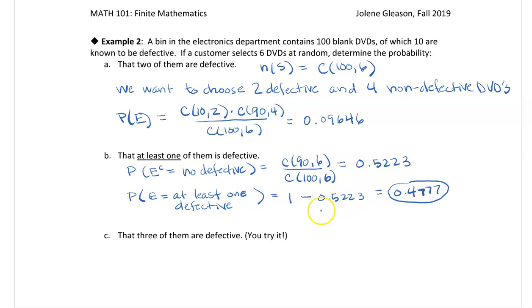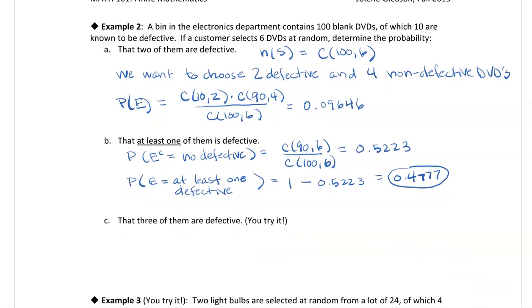All right, so here's another one that says you try it. So go ahead and pause the video and give it a try. Okay, so we want the probability of the event where we get 3 defective. So 3 of them are defective. It's a lot like part A. Here we wanted 2 defective, now we want 3 defective.